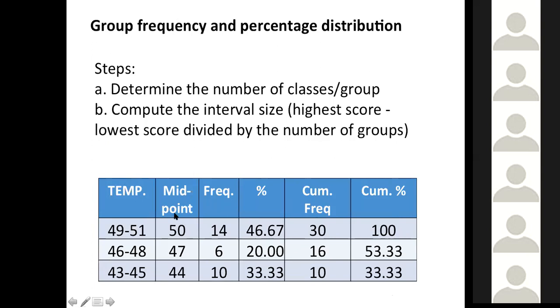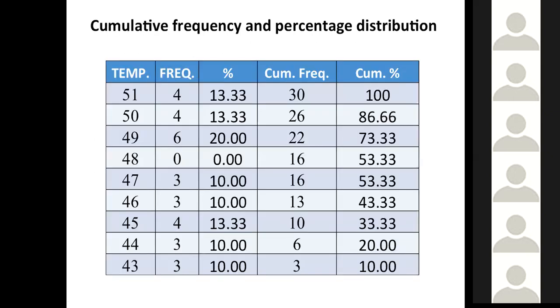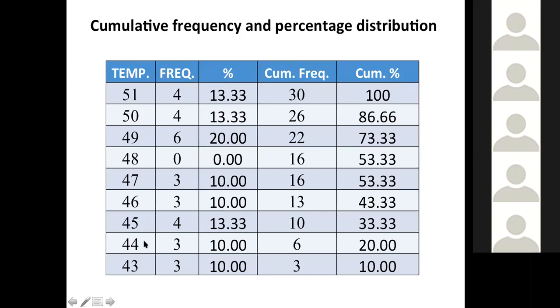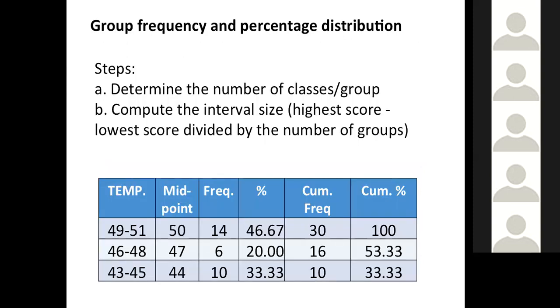We have now a much slimmer table compared to the individual scores, where we have only the score, the temperature from 51 to 43. But whenever we have more than that, we have a longer table. That's why we had better group the data and make it simpler. So this is the way to find the simple and cumulative frequency, either individual or group.